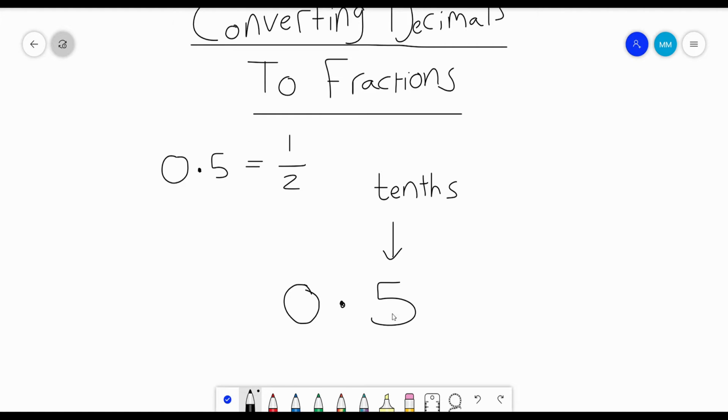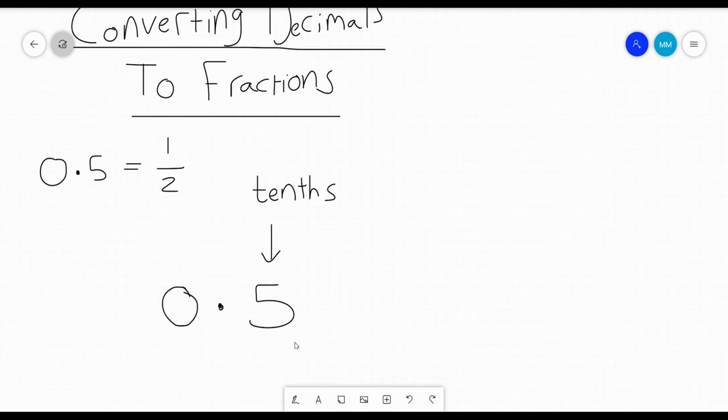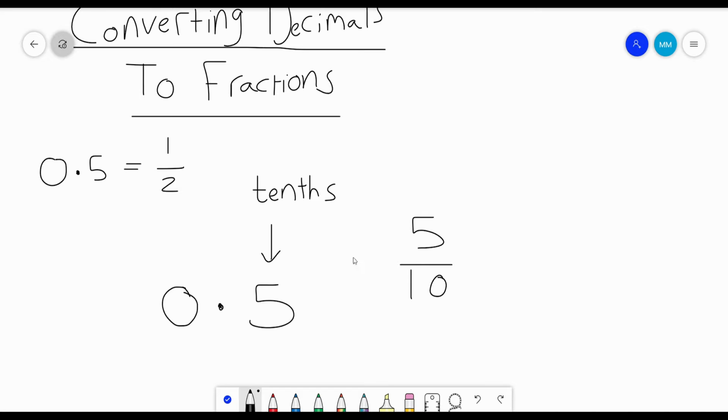So you know this 5 is in the tenths column, so let's move a bit here. We can immediately write as a fraction 5 tenths, i.e. 0.5 is the same as saying 5 tenths. Why? It's because it's a 5 and it's in the tenths column. 5 tenths. And you know, this fraction is actually correct. No one can argue with you here. 0.5 is the same as 5 tenths.